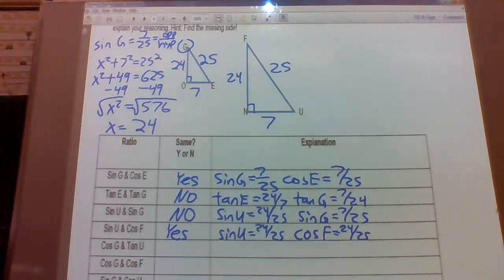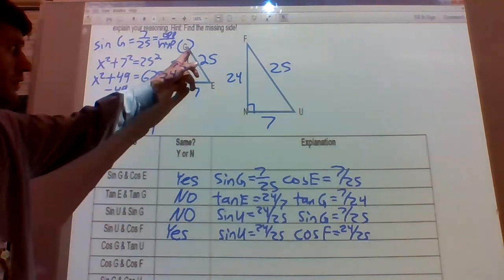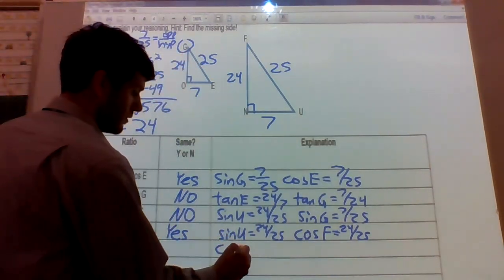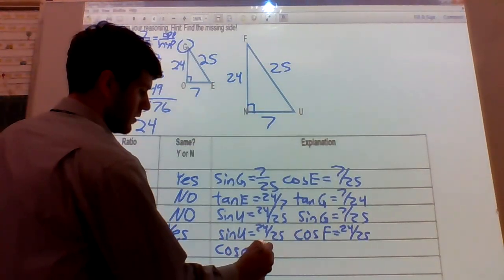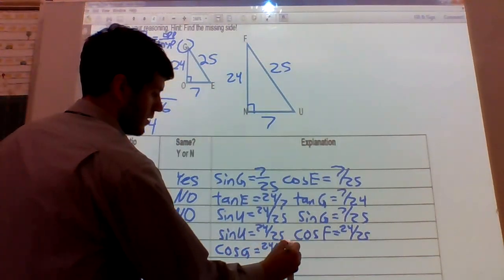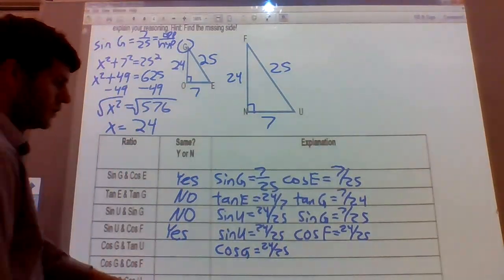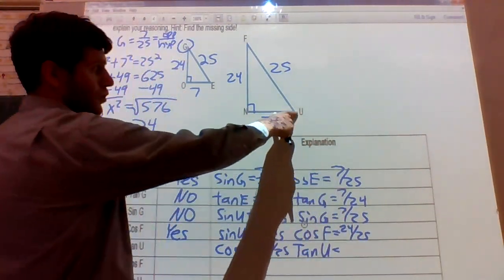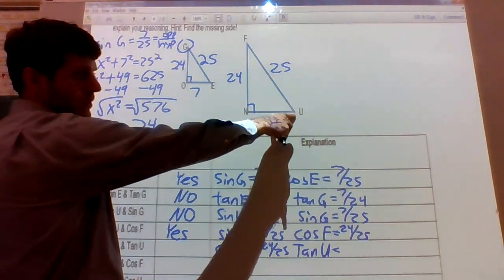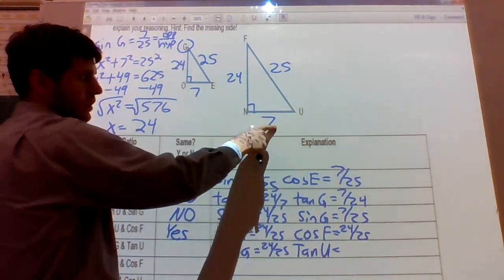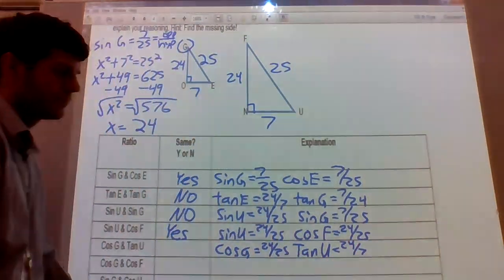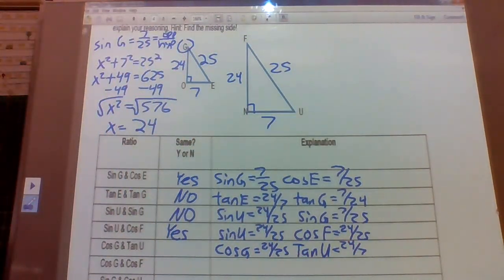So the sine of F is going to be equal to the cosine of U. Cosine of G and tangent of U. So cosine of G, adjacent over hypotenuse. So cosine of G is 24 over 25. Tangent of U. So U, tangent is opposite over adjacent. So opposite over adjacent, 24 over 7. Okay, those are not equal, no.